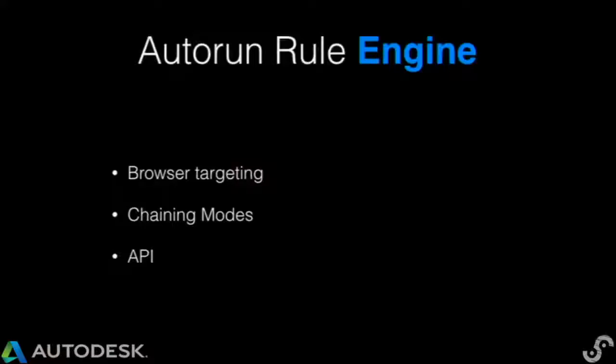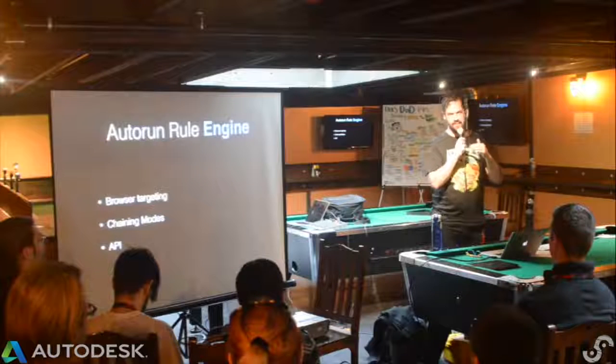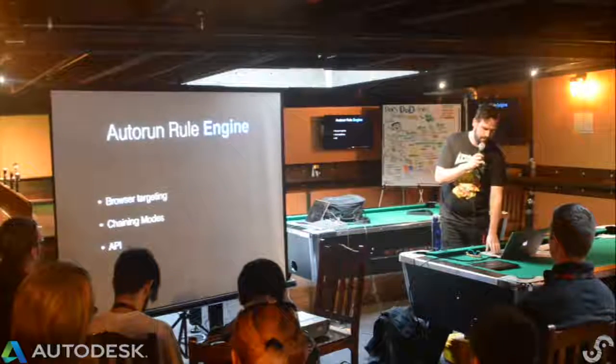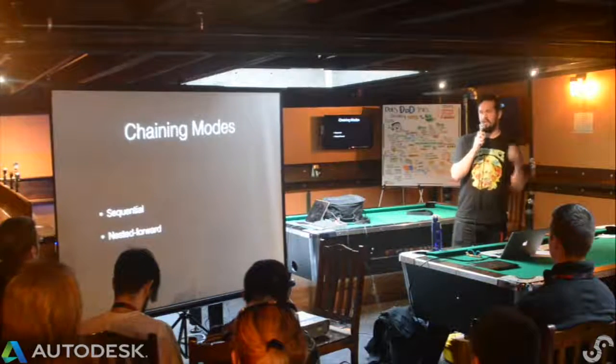The final ingredient is obviously the engine to run this together. In the Beef project, a good friend of mine called Michele built this functionality about a year ago called the Auto Run Rule Engine, or ARE. And ARE is basically a combination of a few things. First, you have to be able to target browsers. So you have to be able to programmatically say, when these browsers are hit, do stuff. The second part is the chaining modes. And the chaining modes currently have two different modes.